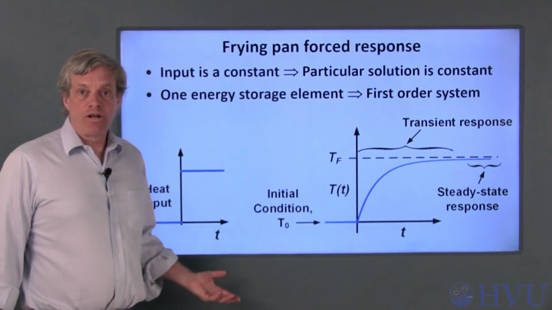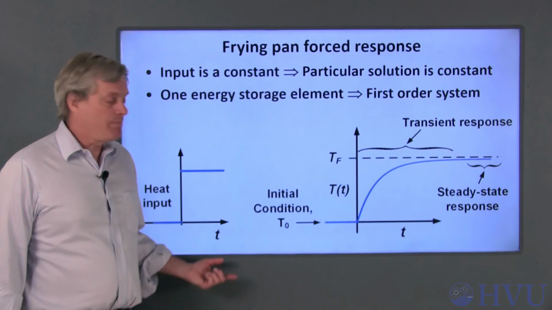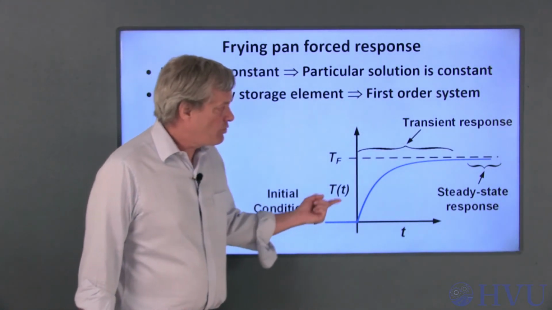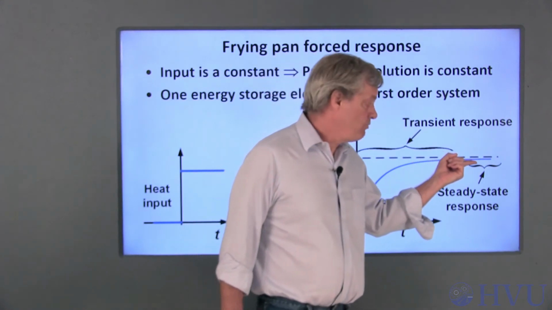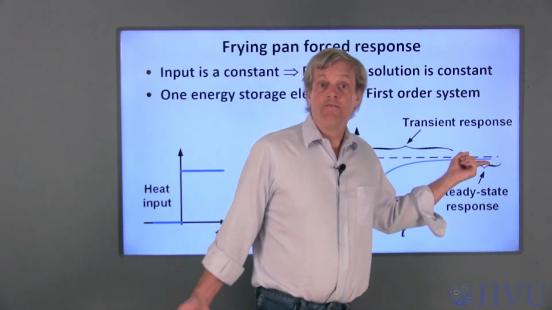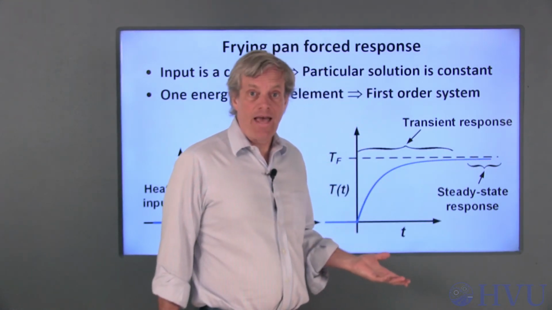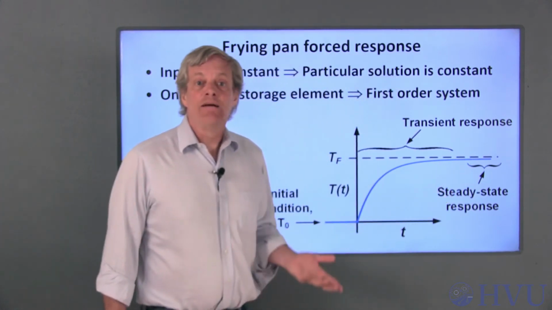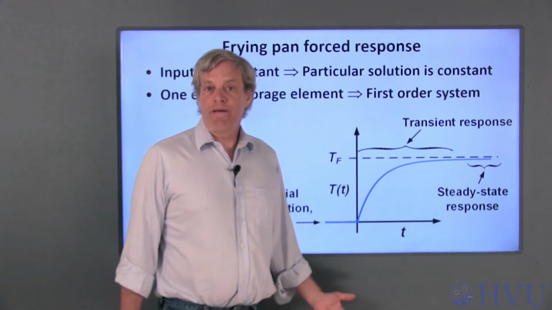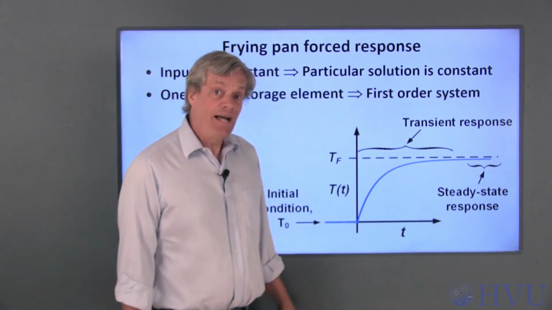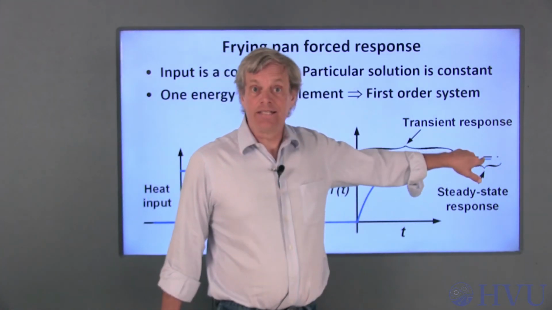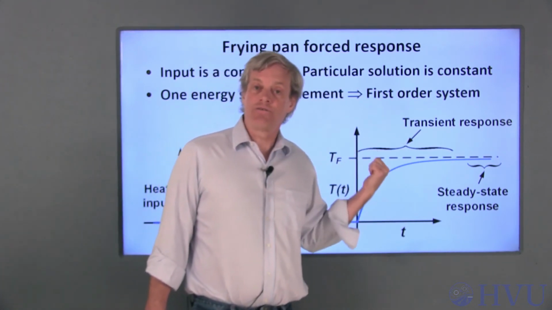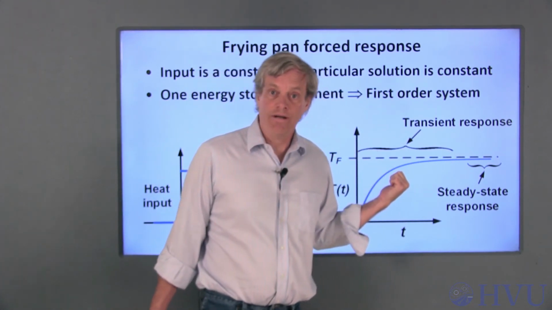Since before we turn on the burner, the frying pan is at room temperature, this is our initial condition. The temperature will increase to its final value, which is the particular solution. The final temperature achieved by the pan is also called the steady state response. Temperature indicates the thermal energy in the pan. So when the temperature is constant, the energy is constant, and the heat added by the burner is exactly balanced by the heat transmitted by the pan to the room.